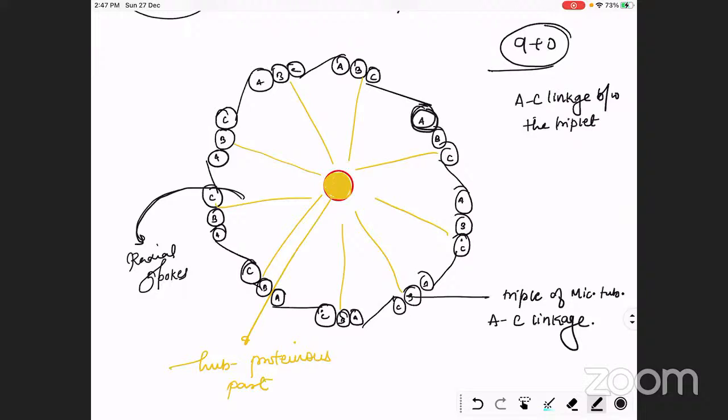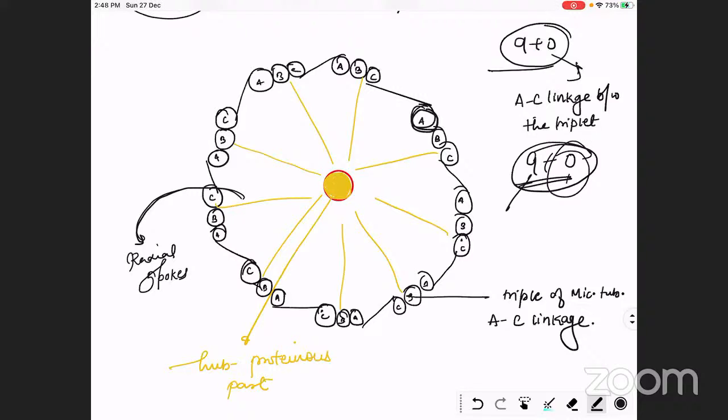Radial spokes. Okay, so we have the 9 plus 0 where there is nothing in the center. We have the hub in the center, but that is not a microtubule. That is a proteinous part, so we will not include it in the 9 plus something. 9 plus 0: 9 is the peripherally placed triplets, and there are no microtubules in the center. So here is the 0. This type of structure is present in the centriole.